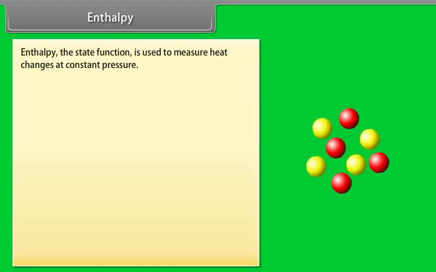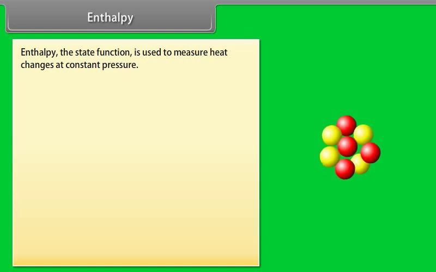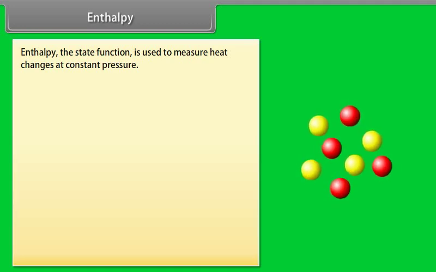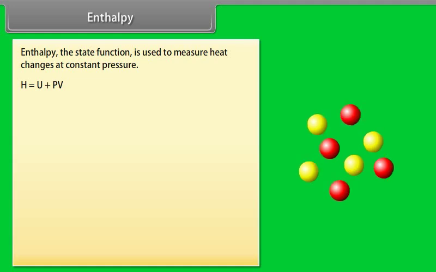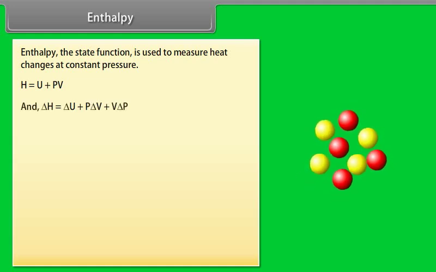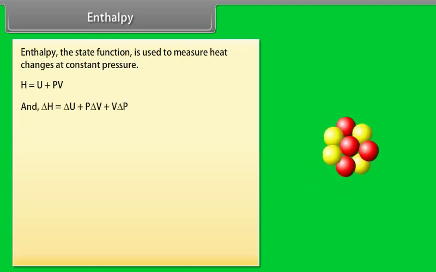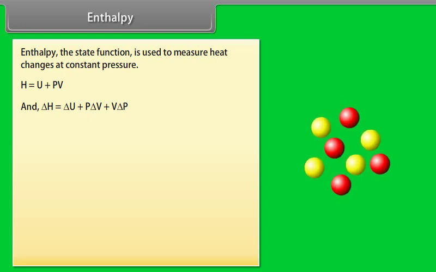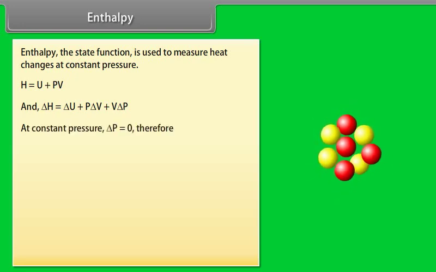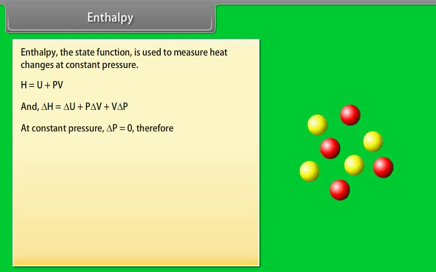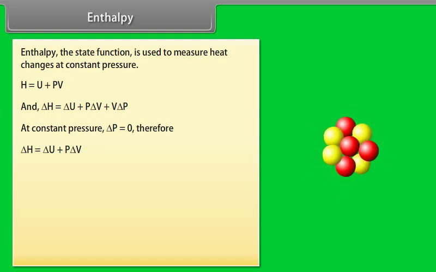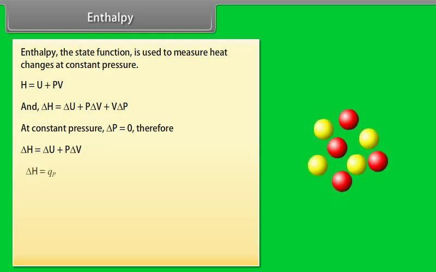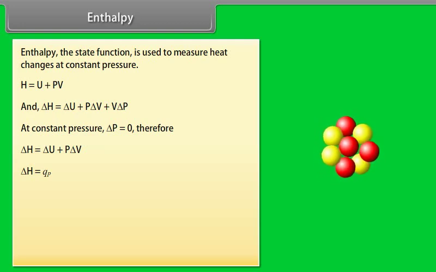Enthalpy. Enthalpy, the state function, is used to measure heat changes at constant pressure. H equals U plus PV, and delta H equals delta U plus P delta V plus V delta P. At constant pressure, delta P equals 0, therefore delta H equals delta U plus P delta V. This equation can be written as delta H equals Qp.